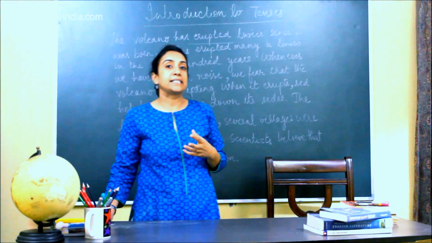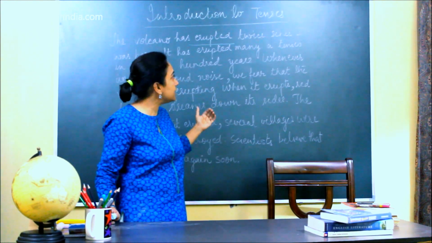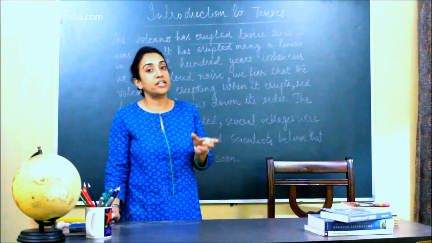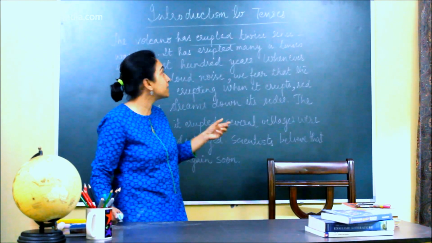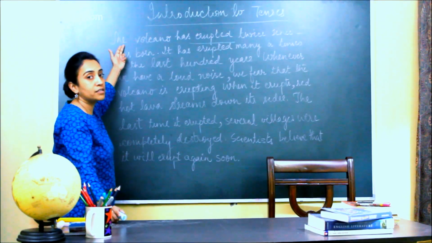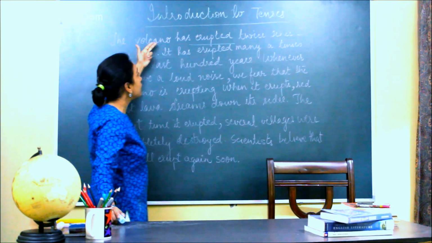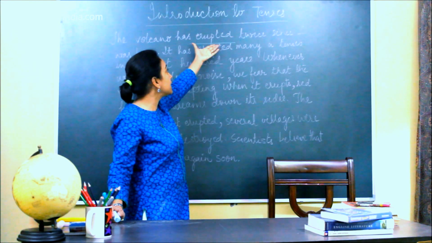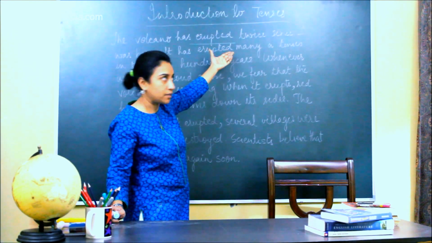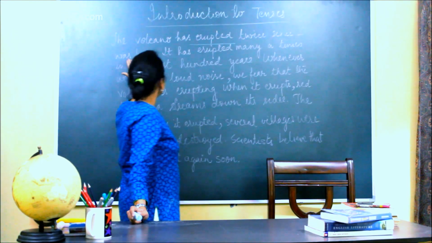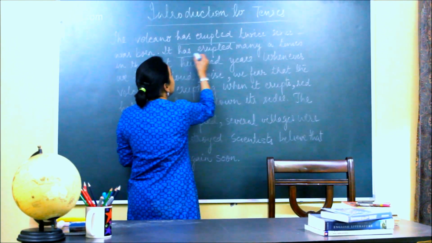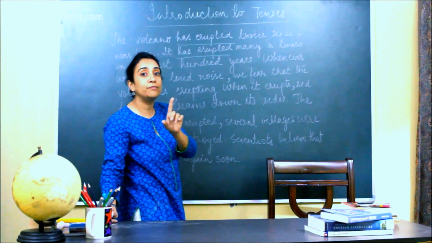Now, a verb is the action word that we see in a sentence, a word which tells us what work or what action is happening in the sentence. In this particular sentence, we see that the volcano has erupted. So the verb, the action, can be seen in the word erupted. Then again, in the next sentence, it has erupted. So in both these sentences, we have the same verb form.